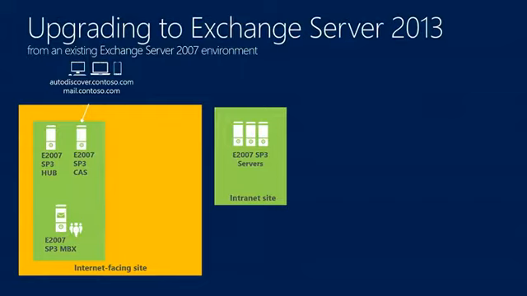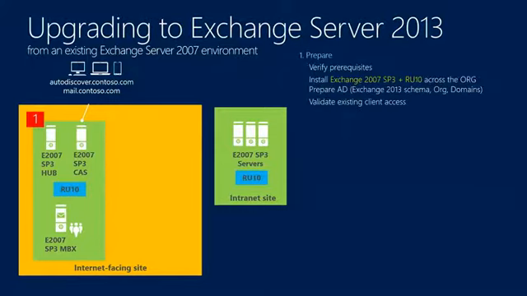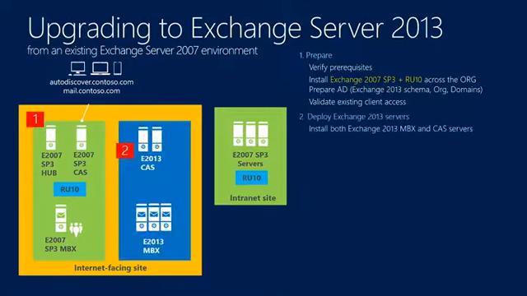Now, here's the very same situation, except instead of 2010, now we're running 2007. And you'll see the process is very, very similar. There's just a couple extra things that you need to do if you're running 2007. But it's going to start out the same way. You need to verify the prerequisites are there. You need to install the legacy coexistence updates in the environment on all of your servers. You need to validate client access and make sure everything's ready for the upgrade. Then again, you'll go ahead and deploy CAS and Mailbox for 2013. After you've done that, here's the one extra step that you need to do for 2007.